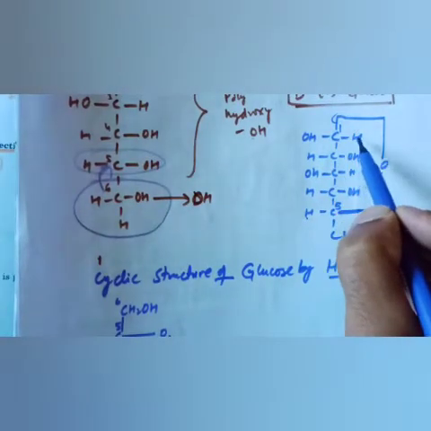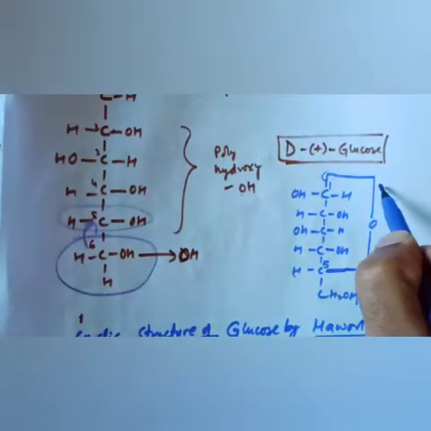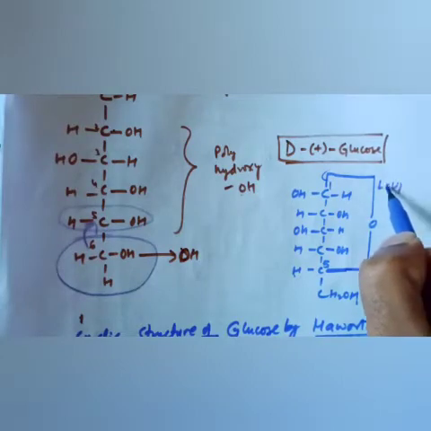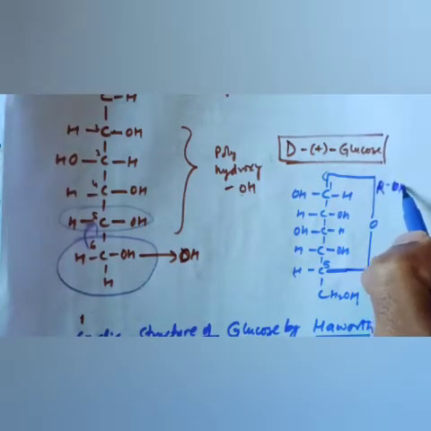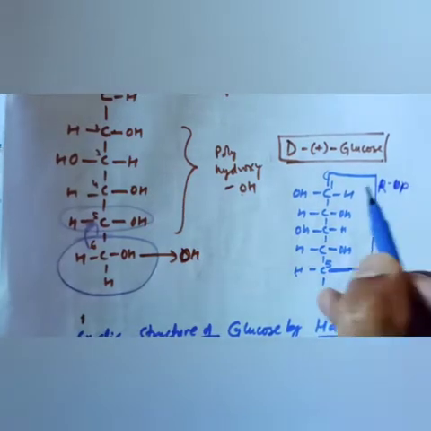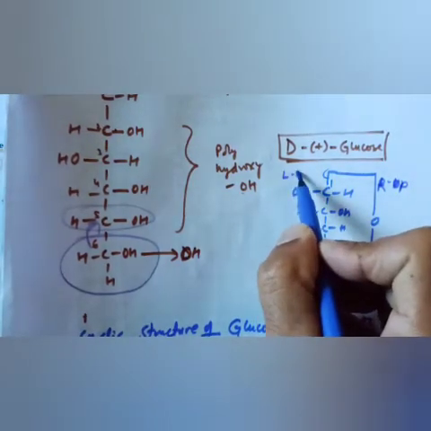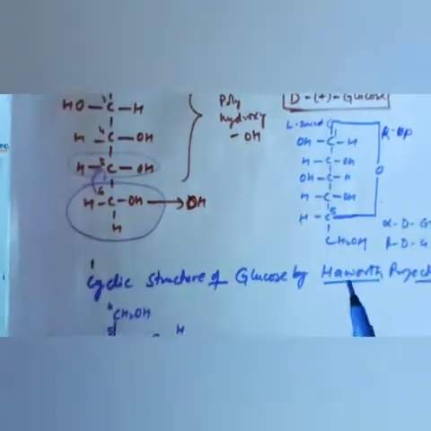In the first carbon, H is on the left hand side, OH is on the right hand side. The left hand side things we will make up, right hand side things we will make down. Left hand side thing we will make up. You can write, sorry, this is right hand side. Okay, right hand side you will write up, and left hand side you will write down. Got my point? Right hand side you will write up, left hand side you will write down.